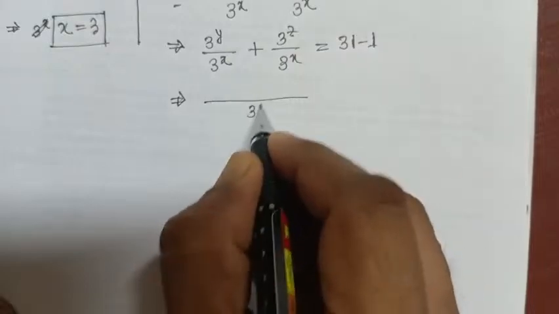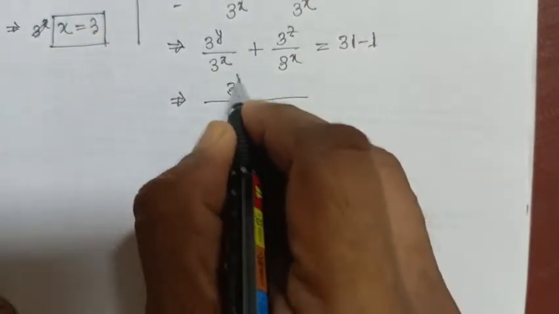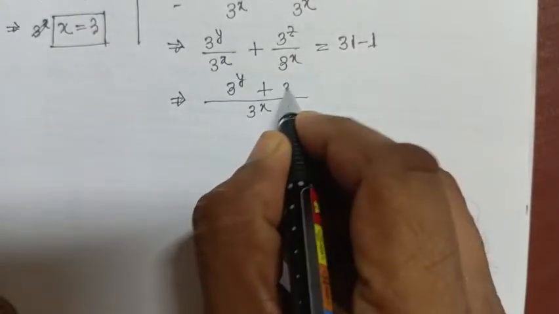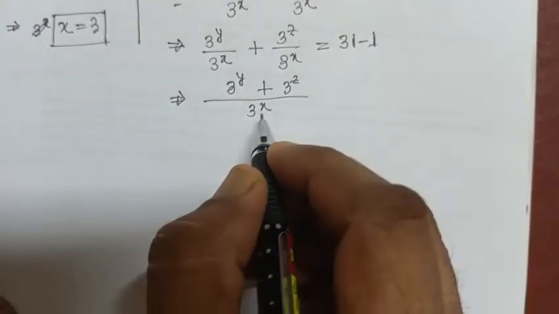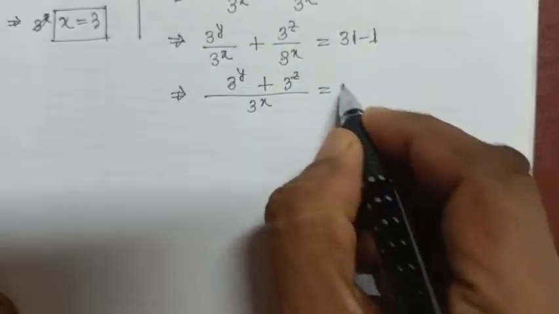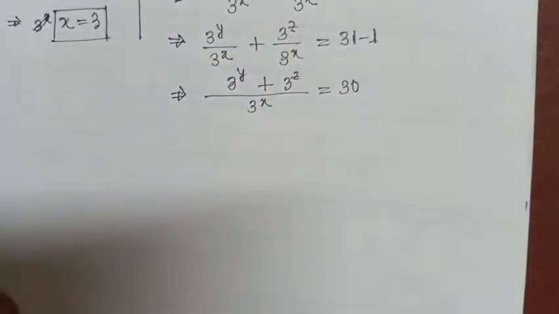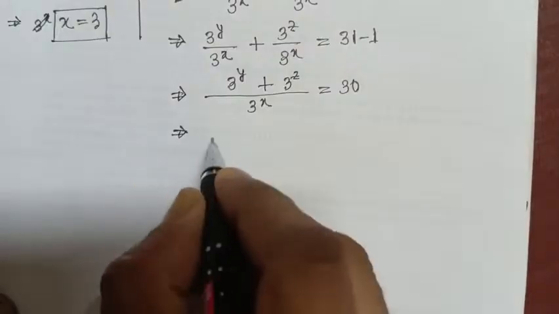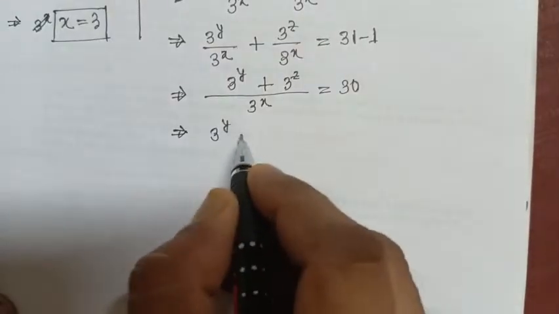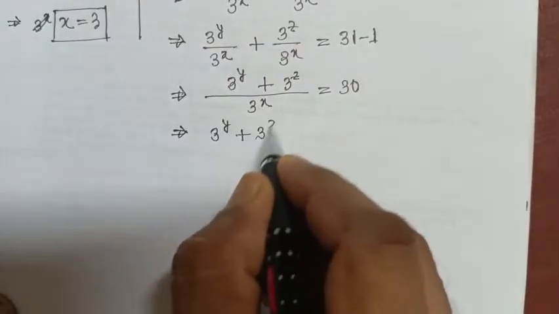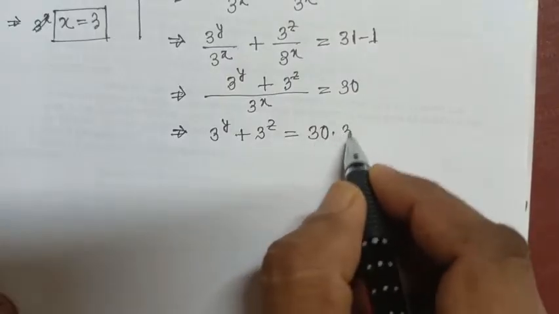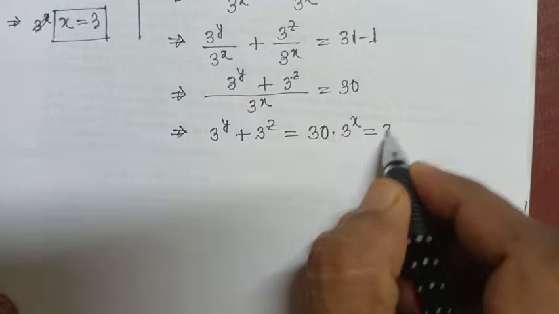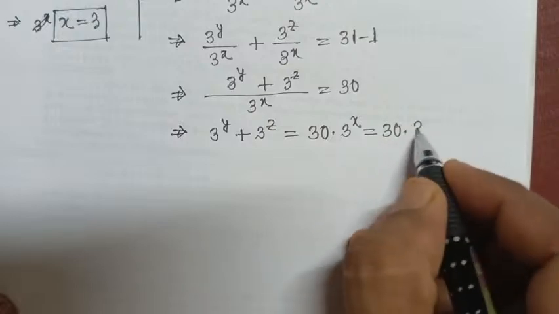That we can write like e to the power y plus e to the power z is equal to 30. Now we get e to the power y plus e to the power z is equal to 30 into e to the power x, which is equal to 30 into e to the power 3.